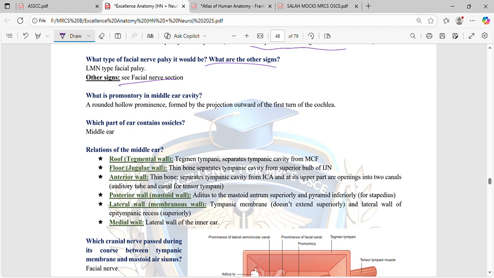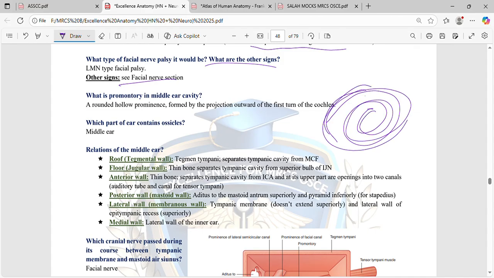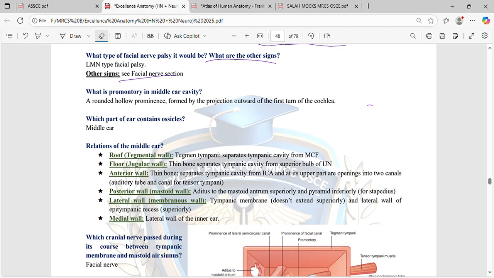What is the promontory in the middle ear cavity? It is a rounded, hollow prominence formed by the projection of the first turn of the cochlea. So the first turn of the cochlea will form the promontory. On this promontory we have the tympanic plexus. So which part of the ear contains the ossicles?